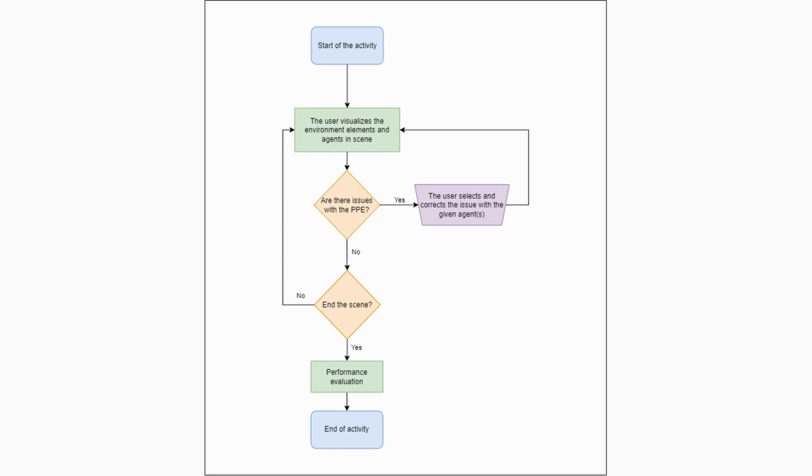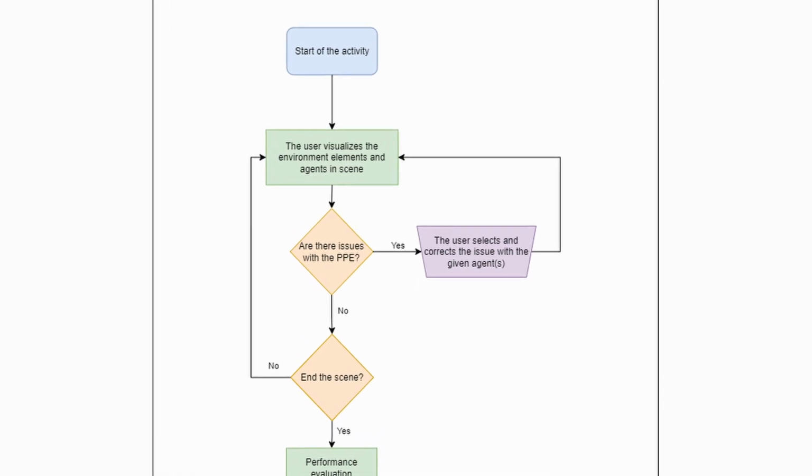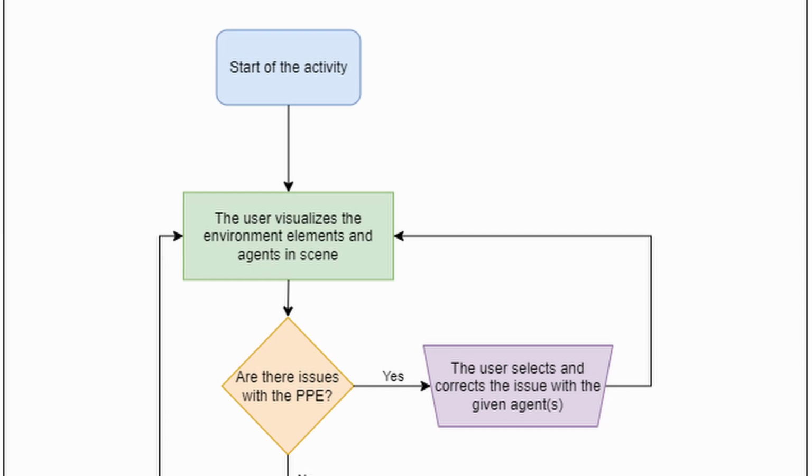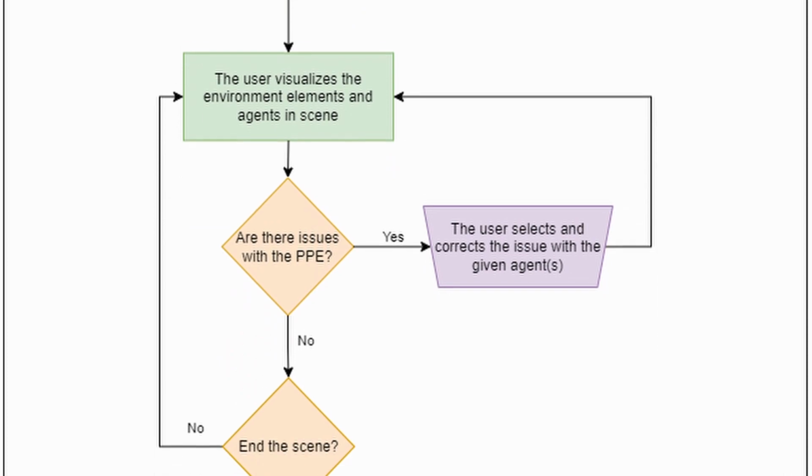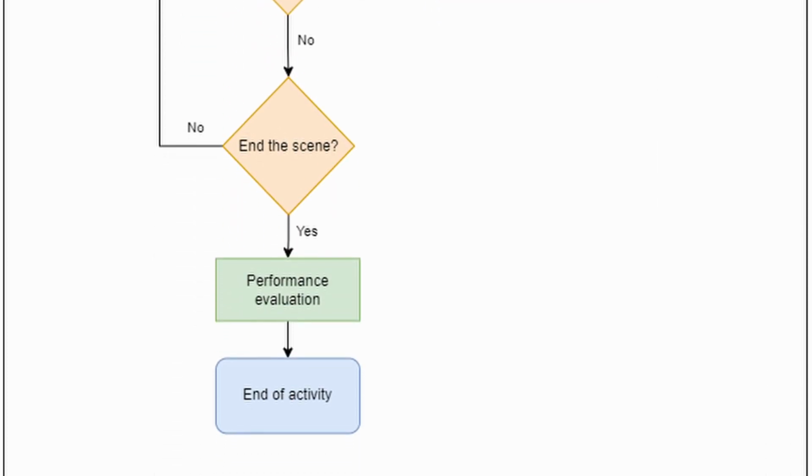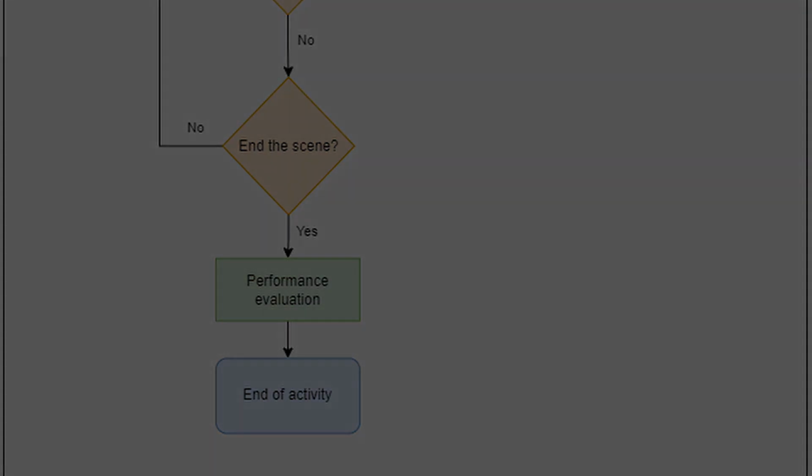The activity starts every time the user is placed in a virtual work scenario. It is expected from the user to visualize the environment elements and use this information to determine the requirements in the equipment. After this, the user checks if there are any problems with the current gear being used. If there is any problem, the user needs to make the proper corrections. When there are no more issues, the user can conclude the working scenario. Finally, the user's performance is evaluated and the activity ends. This process repeats until no more working scenarios are available or the user decides to quit using the system.